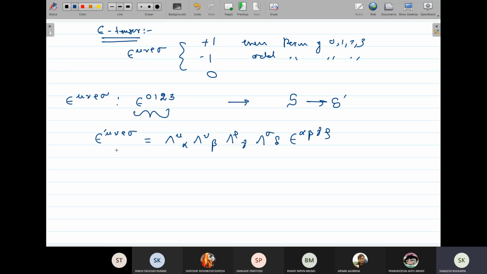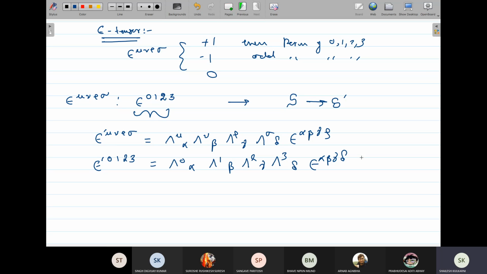What is this quantity? Can anyone tell me what this quantity is? Suppose I now fix mu, nu, rho, sigma to be 0, 1, 2, 3. Can anyone tell me what this is? It will be lambda 0 alpha, lambda 1 beta, lambda 2 gamma, and lambda 3 delta, epsilon alpha beta gamma delta. There is a sum over alpha, beta, gamma, delta.